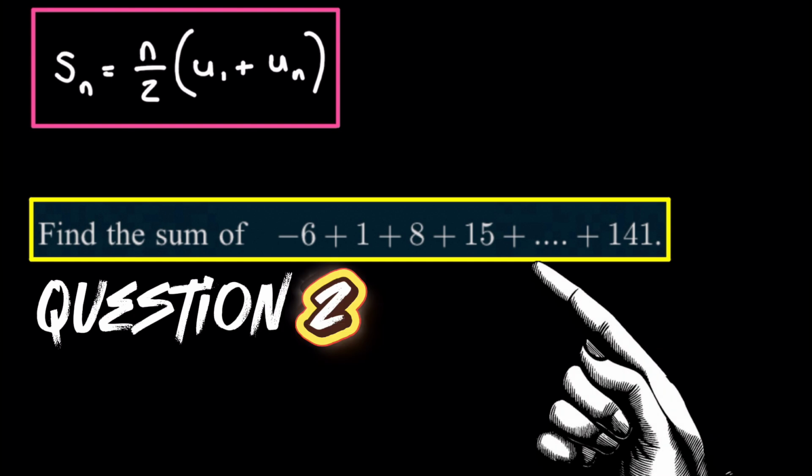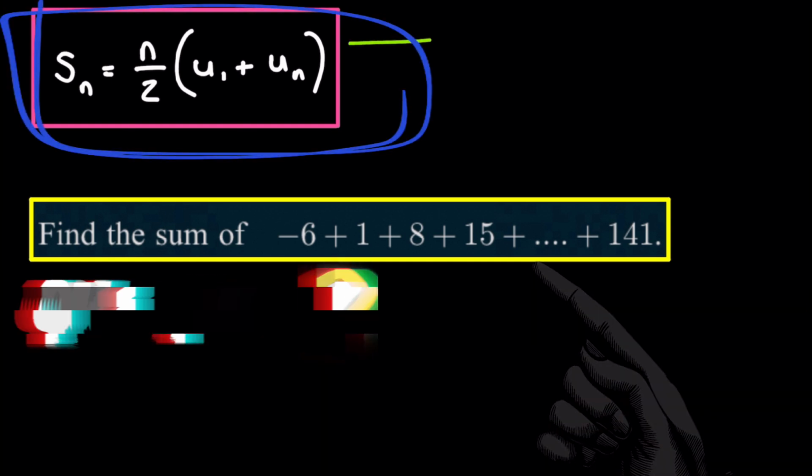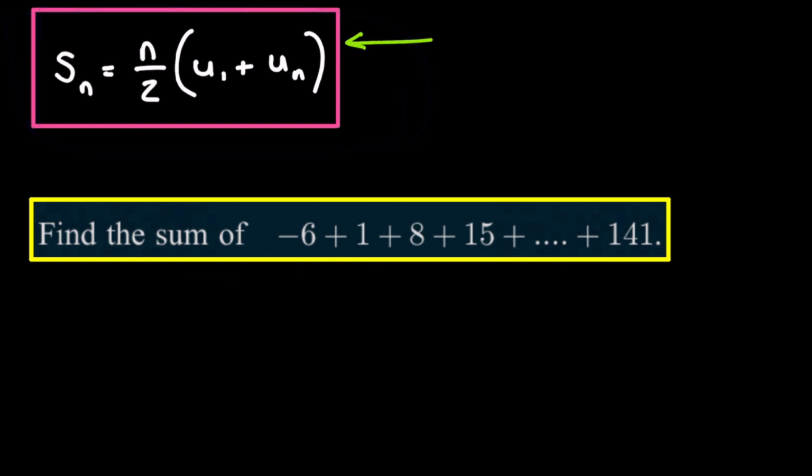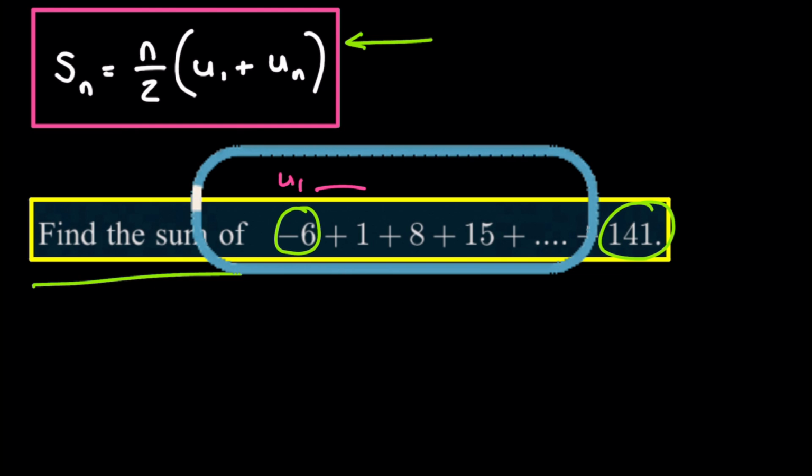On to our next example. This time I'm going to use a slightly different formula, and I'll explain my reasoning behind that. We have find the sum of minus 6 all the way to 141. We know that this is the first term of the sequence, and we can see that the common difference between each term is positive 7.